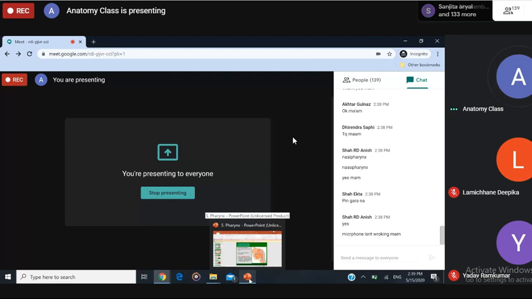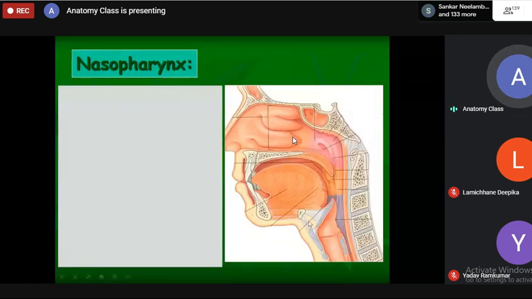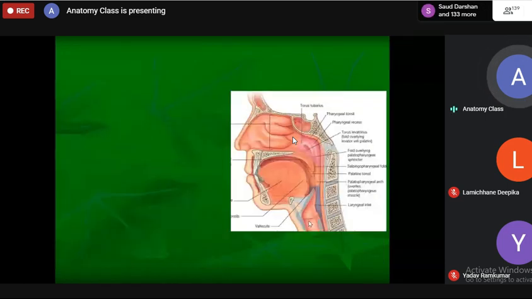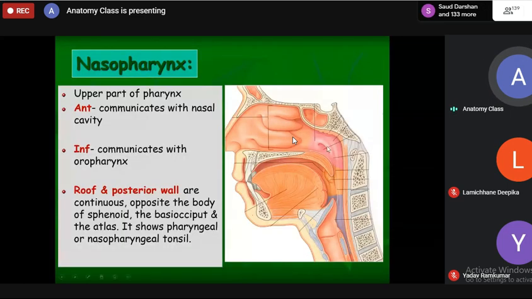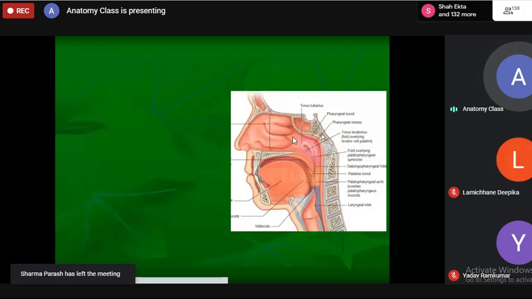Okay. So the nasopharynx, I'll mainly tell you about the lateral wall. This one is the roof and posterior wall. This is the anterior communication. We have the inferior communication. Now focus on the lateral wall.